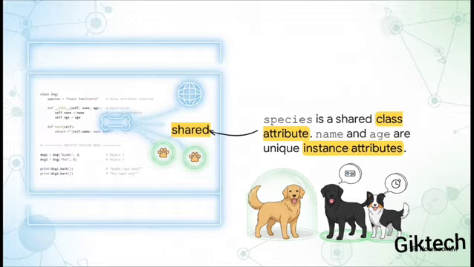It means every dog we ever create from this class will have the species Canis familiaris. It's a shared fact. But name and age, those are instance attributes. They get set inside the constructor, which means they're going to be unique for every dog. Buddy is totally different from Max.